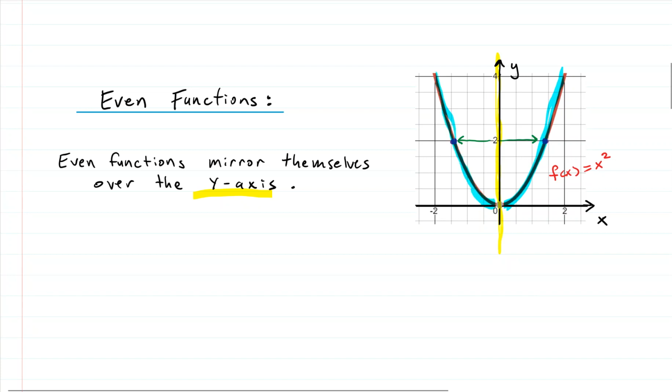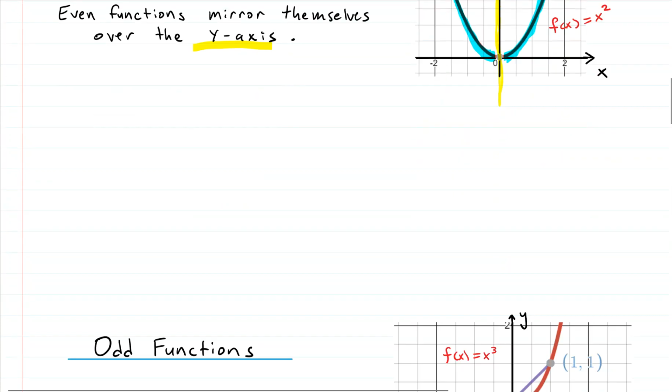the left side. So the y-axis represents a mirror, and whatever happens on the right of the y-axis is mirrored or replicated exactly on the left side. So that's an even function. If your function exhibits y-axis symmetry, then your function is an even function.